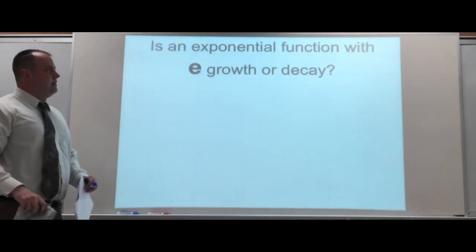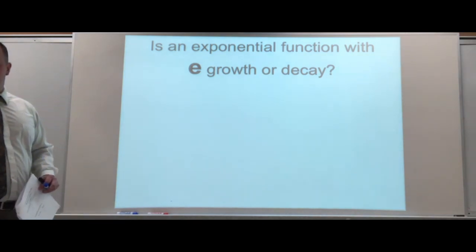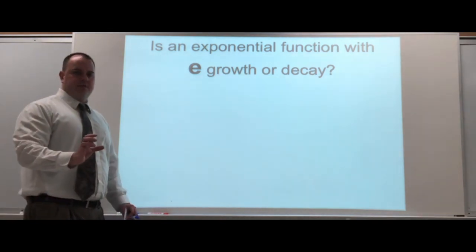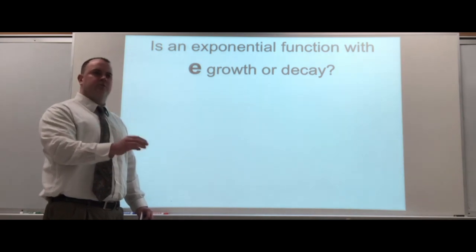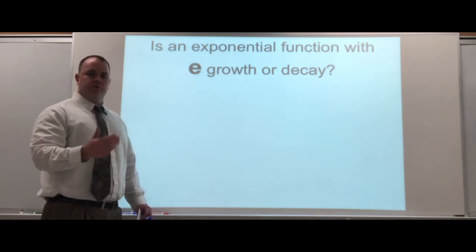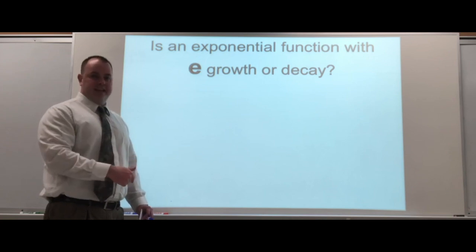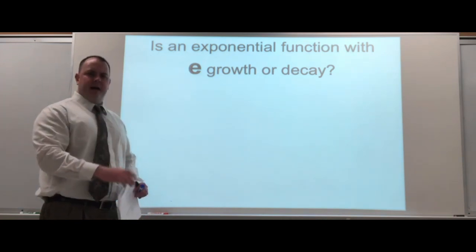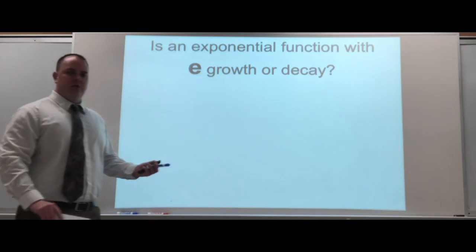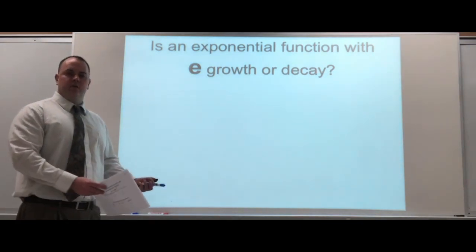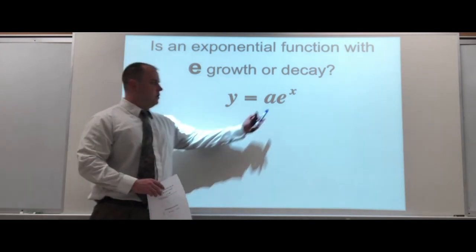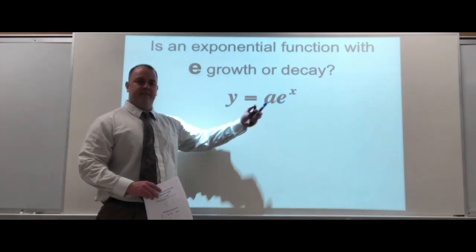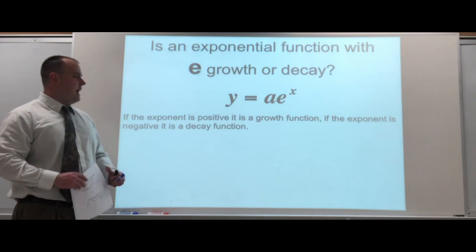Now, is the function going to be growth or decay? Before, in the first section, 8.1, we looked inside the parentheses. If what was inside those parentheses was greater than 1, we knew it was growth. If it was less than 1, we knew it was decay. Well, e is a set value. So instead of looking at that value, which is basically the value inside the parentheses, we have to look at the exponent. There is no set of parentheses here. That's set at the value of e. So we're going to look at the exponent.